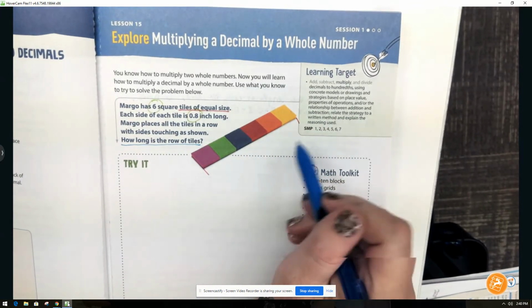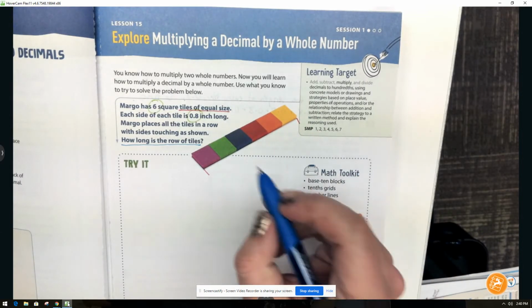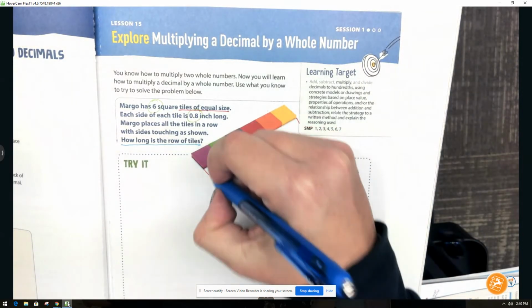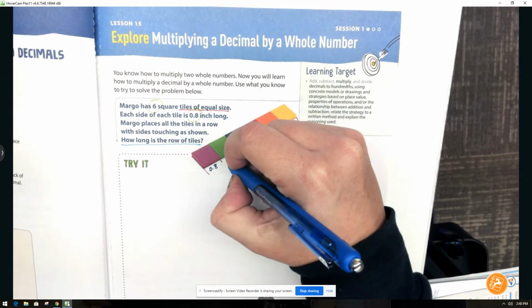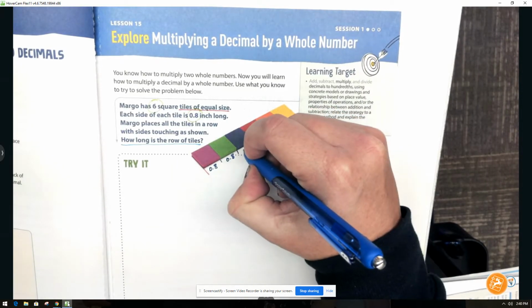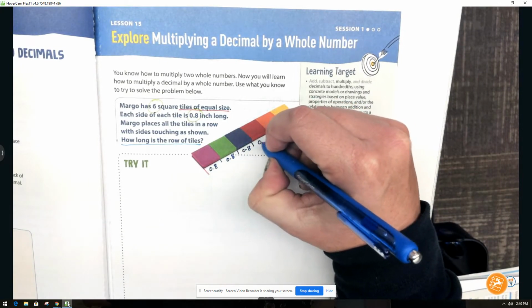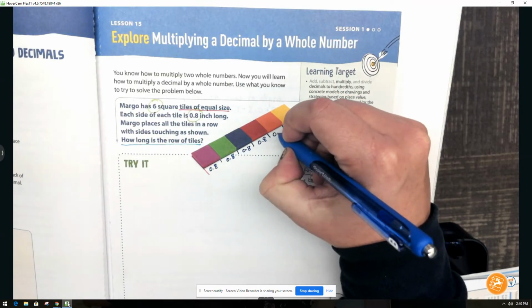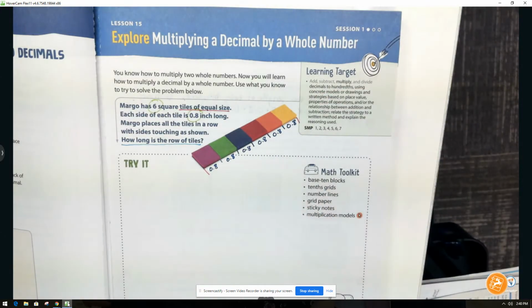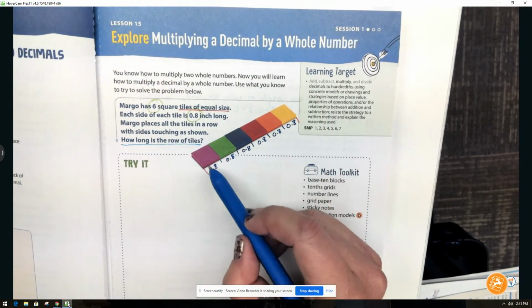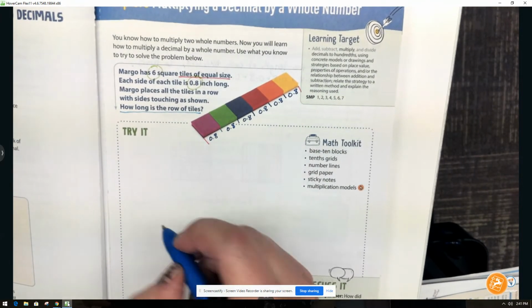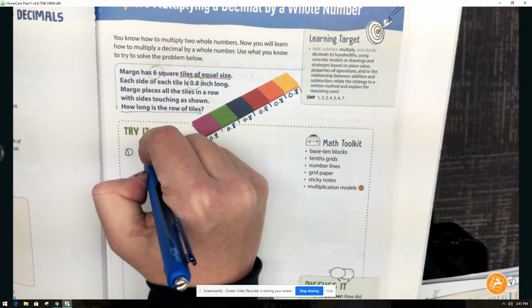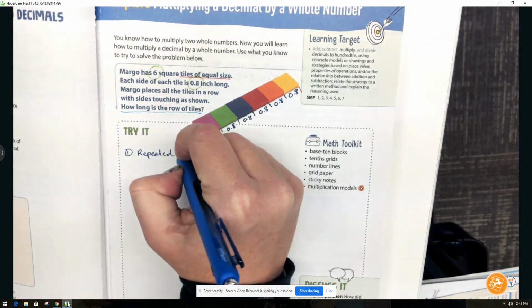So the first way is just looking at the picture. If we're looking at this picture, we know that from here to here is 8/10. From here to here is 8/10. From here to here is 8/10. From here to here is 8/10. From here to here is 8/10. And from here to here is 8/10. So we have 6 tiles. They're each 8/10 long. So if all else fails, our number one strategy we can use is repeated addition.